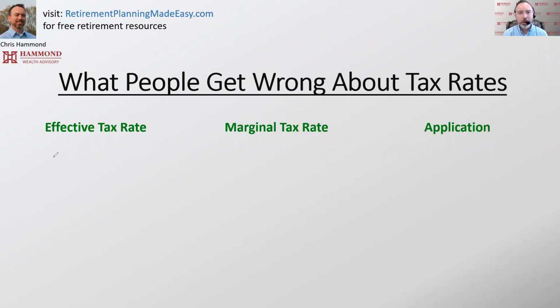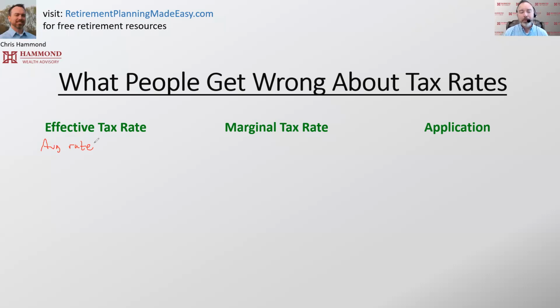I'm also going to show you how you can apply this information to your own financial planning as you are planning for your retirement that's coming up. So let's just jump in. Effective tax rate, I like to think of it as kind of like the average rate that you would pay for every dollar of taxable income that you claim on your tax return. What percentage of that went to the federal government?